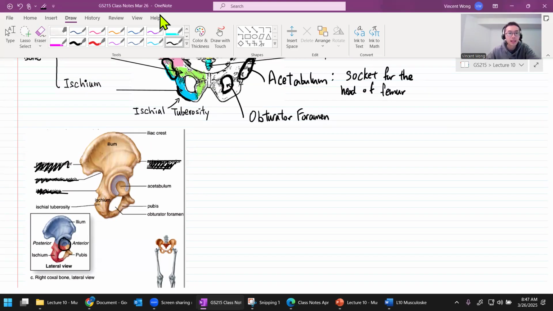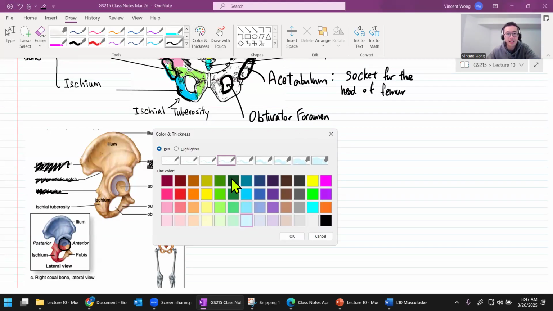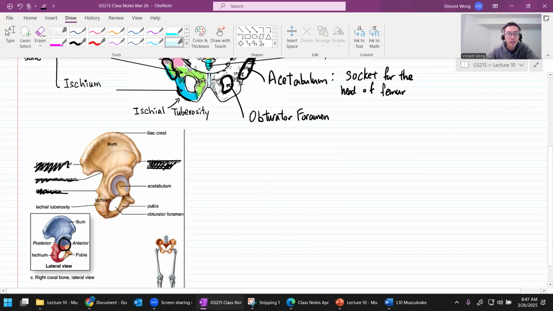One thing that I missed labeling here is the cartilage that allows the two pubis bones to connect together at the front, and that is called the symphysis pubis, just right in the middle.